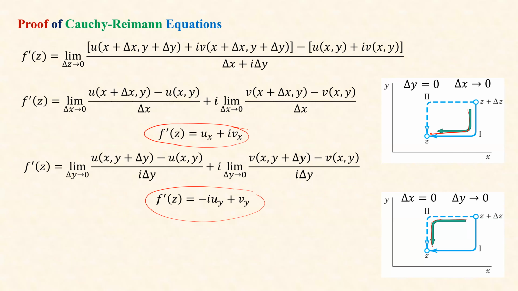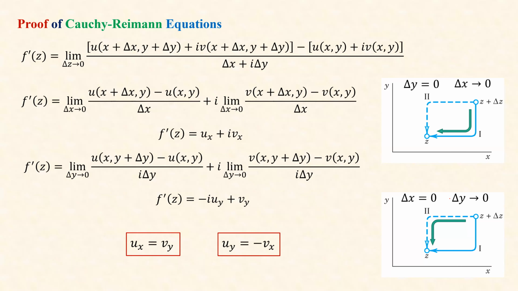But in order for the limit to exist, these two should be the same. Therefore, the real part should be the same, and the imaginary part should be the same. So this should be equal to that, and vx should be equal to negative uy. So ux should be equal to vy, and vx should be negative of uy. All right, so that is where these Cauchy-Riemann equations come from, by applying the condition that these limits should exist no matter how you approach.